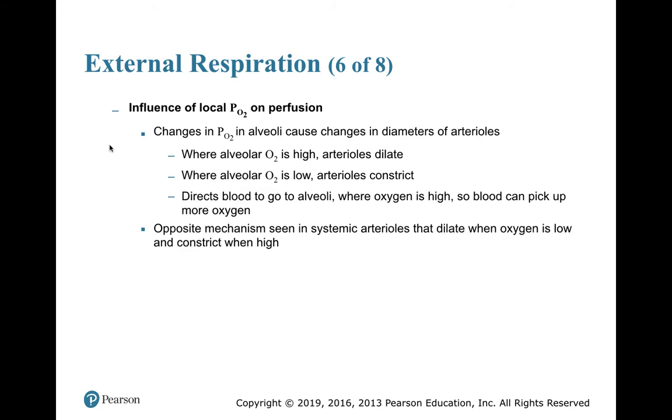The more oxygen in the alveoli, the larger the diameter of the arterioles, so that more blood will come to those alveoli. If alveoli have a lower level of oxygen, they'll constrict the arterioles, so the blood will bypass them and go somewhere else where there is oxygen. This directs blood to the alveoli where oxygen is high, so blood can pick up more oxygen. The opposite mechanism is seen in systemic arterioles. Remember, the systemic circulation is different than the pulmonary circulation. In the systemic circulation, we want blood to go where oxygen is low so we can deliver it.